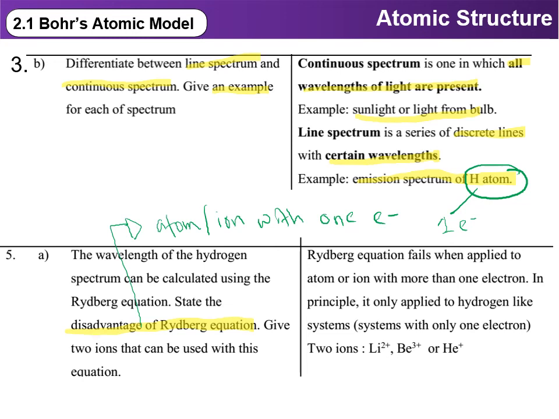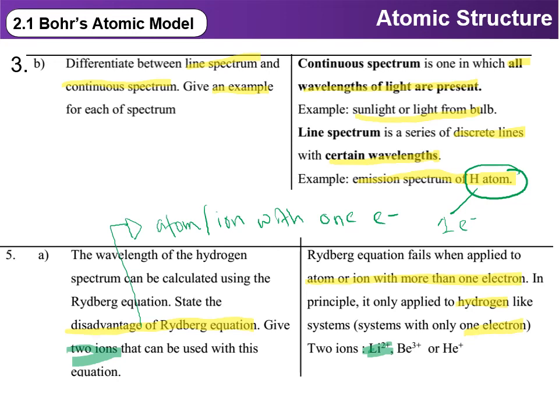So here is the disadvantage: the Rydberg equation fails when applied to atoms or ions with more than 1 electron. In principle, it only applies to hydrogen, with only 1 electron. The second part of the question asks us to give 2 ions that can be used with this equation. You can give any ion as long as it contains 1 electron only. For example, lithium has 3 electrons, but once it donates 2 electrons, as Li 2+, it has only 1 electron left.